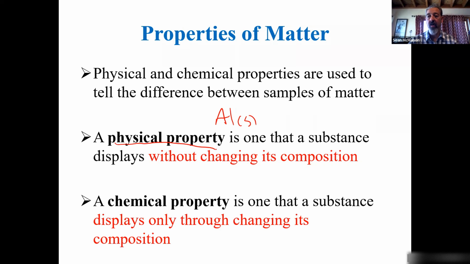Chemical properties are where there's actually going to be a change in composition. Really, a chemical change is a reaction, and that's what we study in chemistry. Matter and the reactions they undergo and the energy that's combined during that reaction. So whether energy is released during the reaction or absorbed for the reaction to take place.